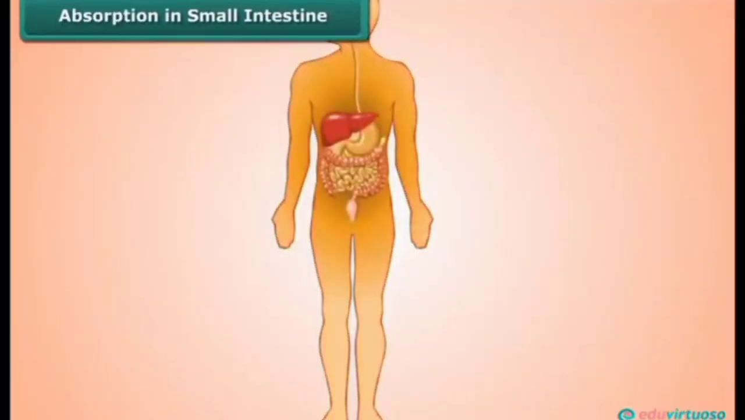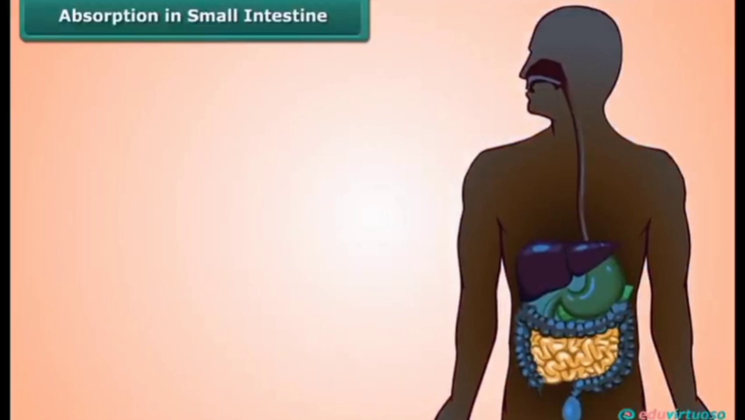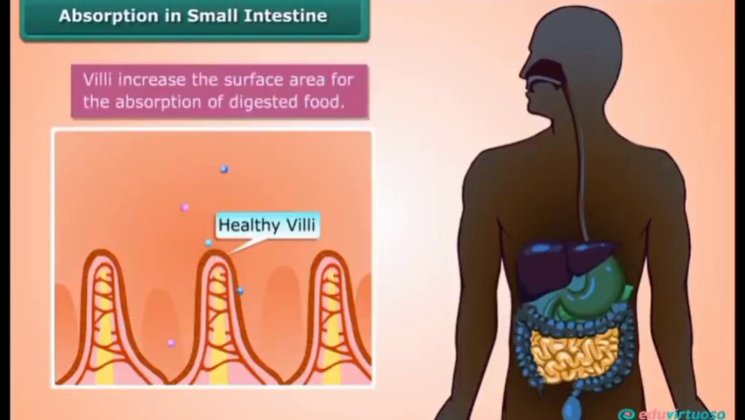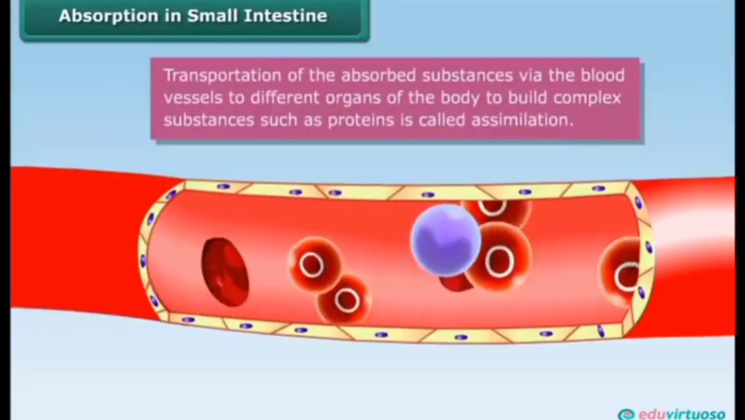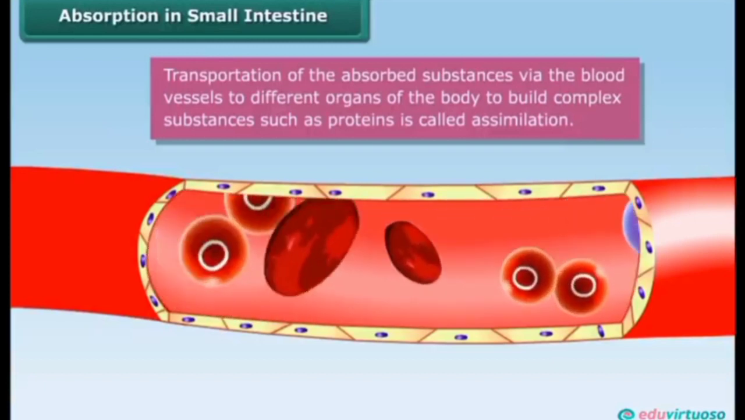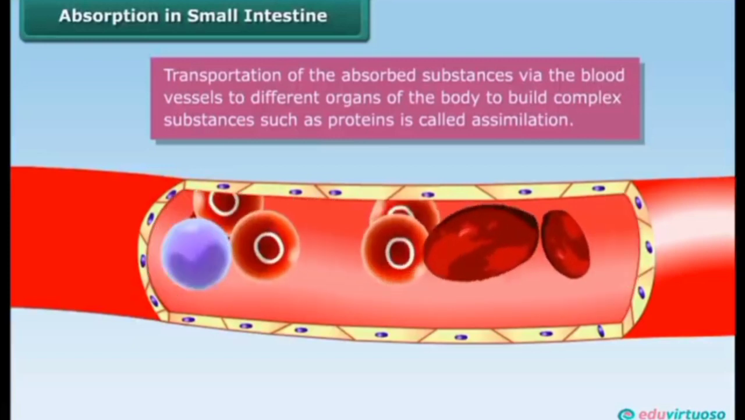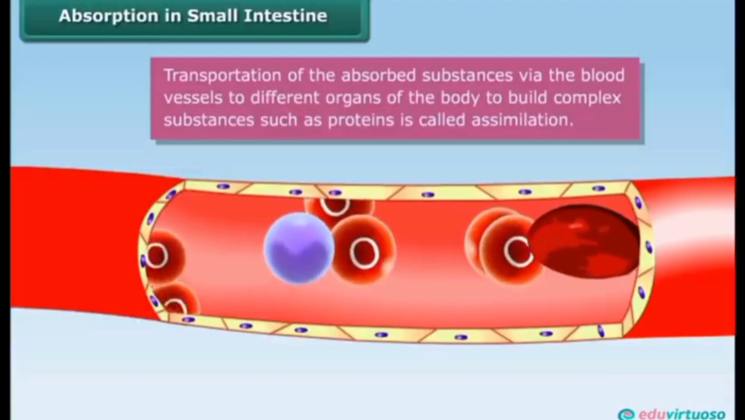Now there are some interesting structures present in the small intestine, the villi. Do you know what is the function of the villi? The villi increase the surface area for the absorption of digested food. After that, the next process takes place, that is assimilation. In this, the absorbed substances are transported via the blood vessels to different organs of the body to build complex substances such as protein.